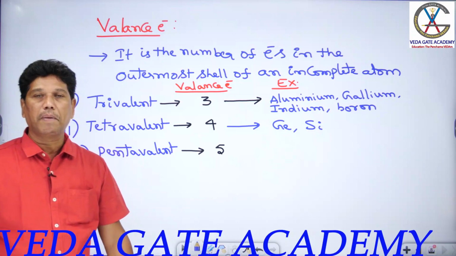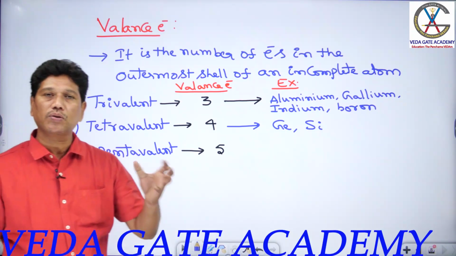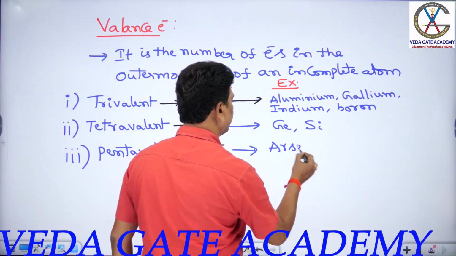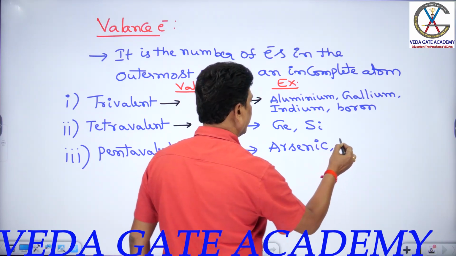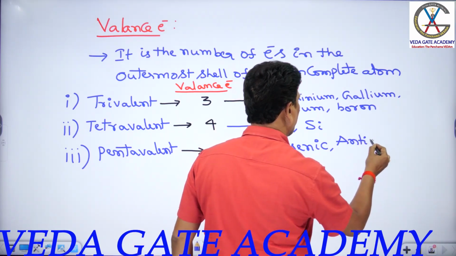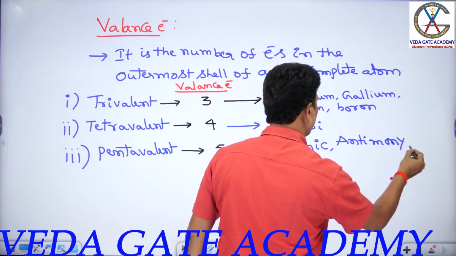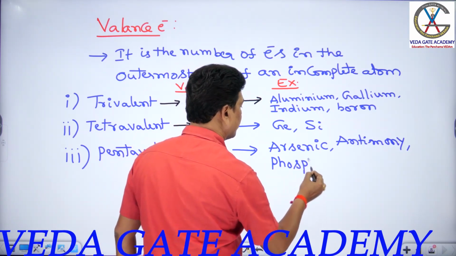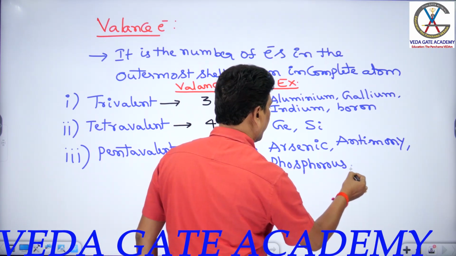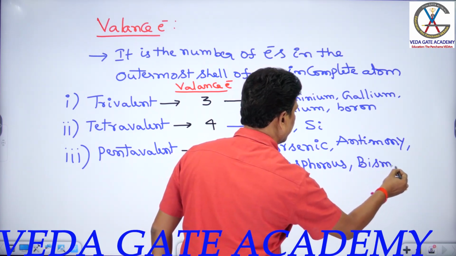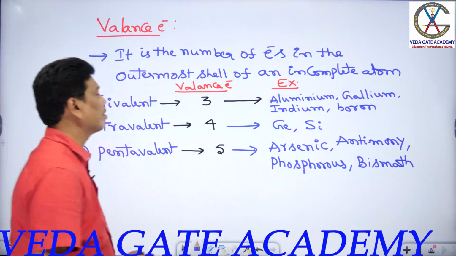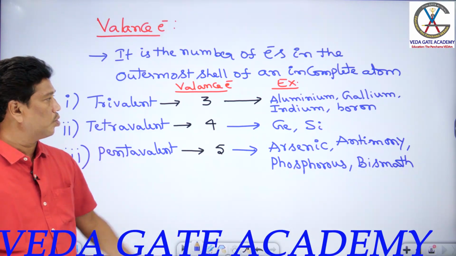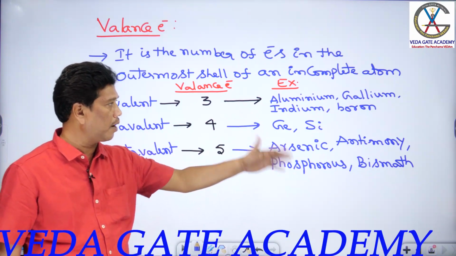Next, pentavalent. Pentavalent contains how many? 5. What are those? Arsenic, antimony, phosphorus, bismuth. All these are the pentavalent atoms. So these are the examples for trivalent, tetravalent and pentavalent.